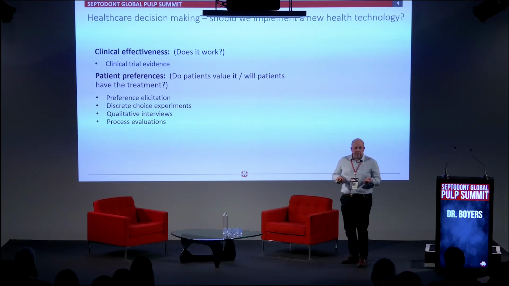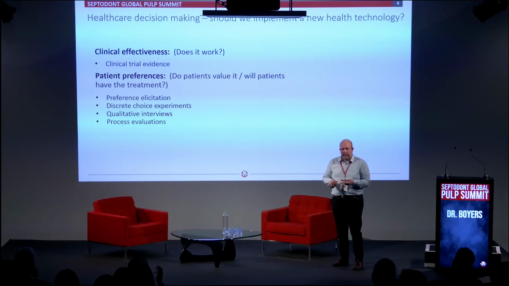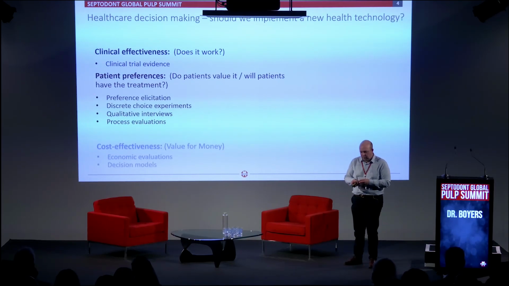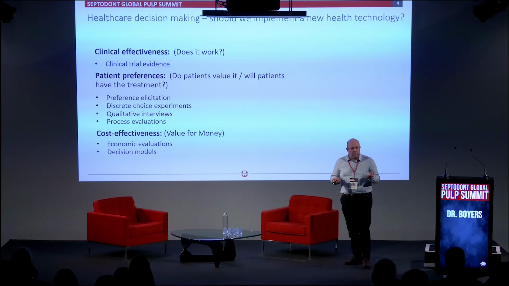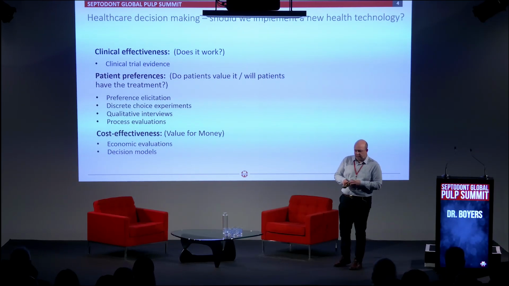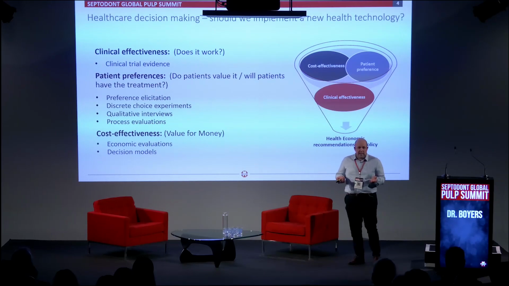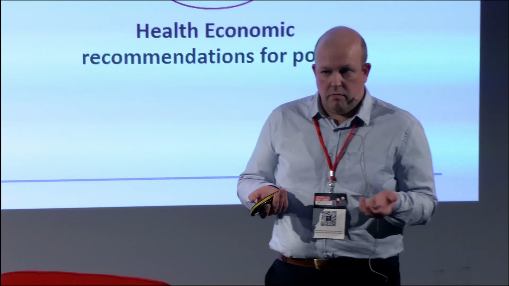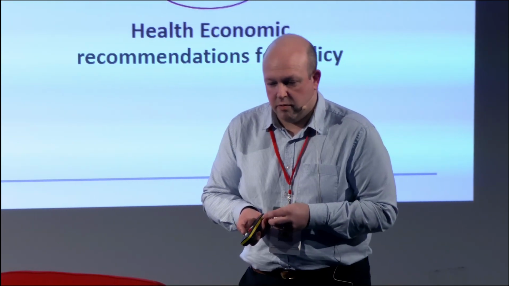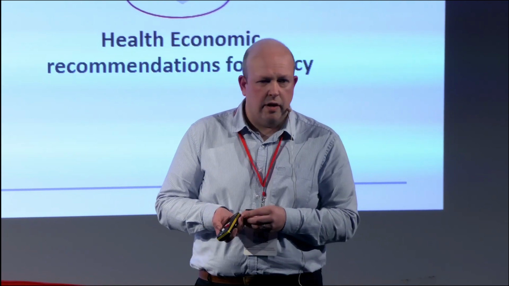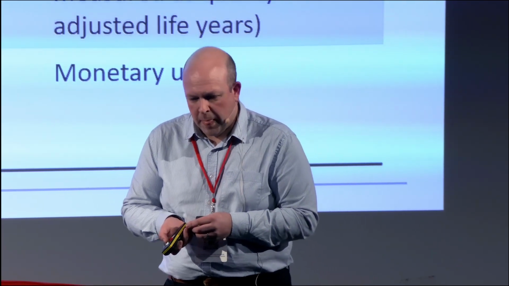We can do that in many different ways. I'm going to speak about discrete choice experiments, which are an economic way of understanding some of the issues around patient preference. And we're going to talk about value for money, cost effectiveness. We need all of these things to make optimal resource allocation decisions. We need to understand all those components to get good use for money from healthcare budgets.